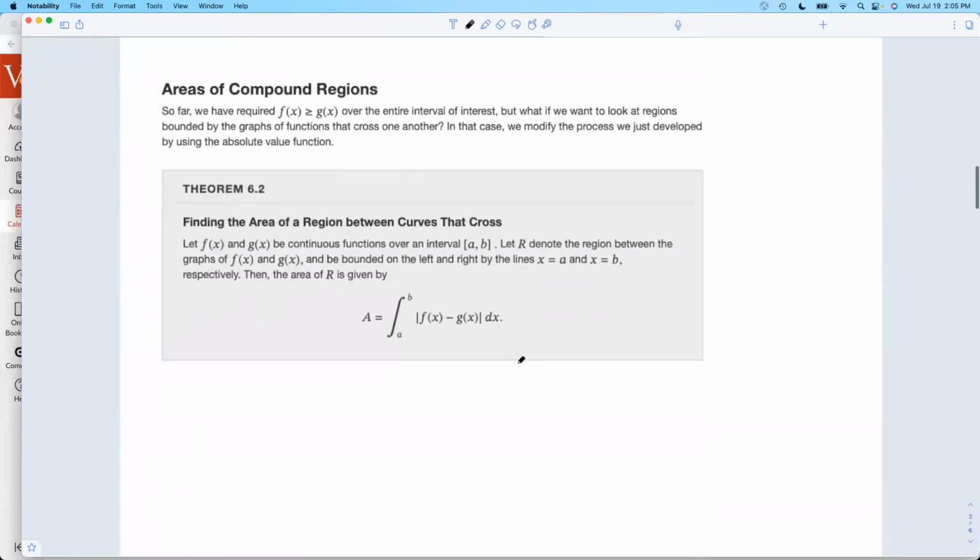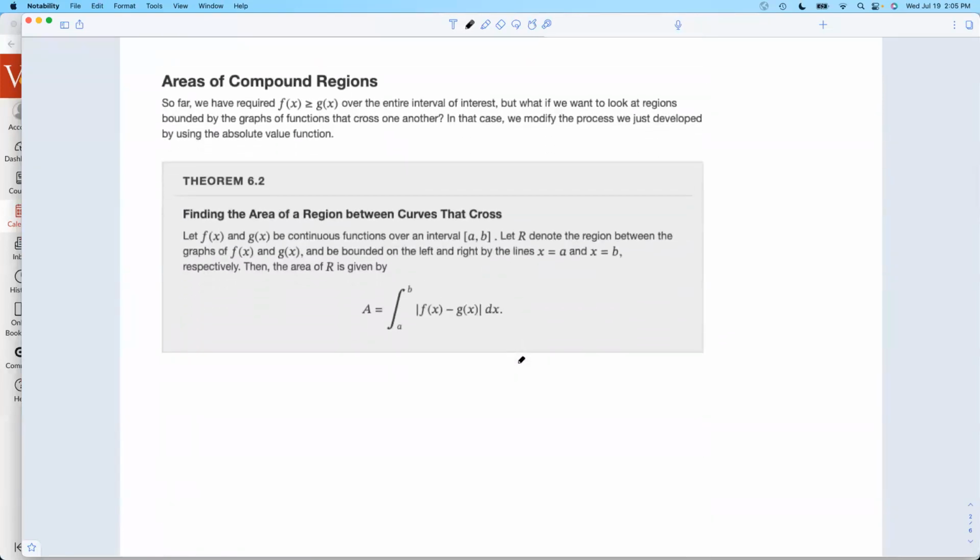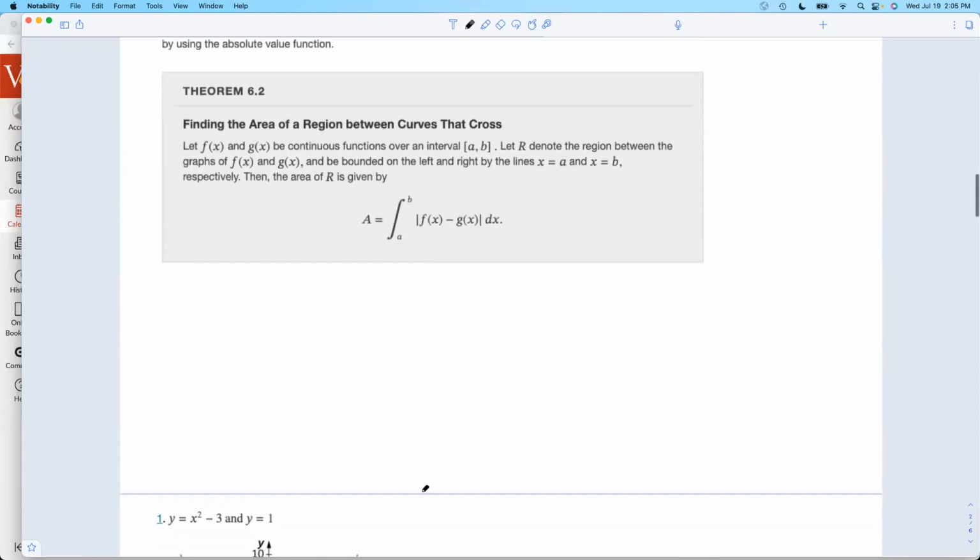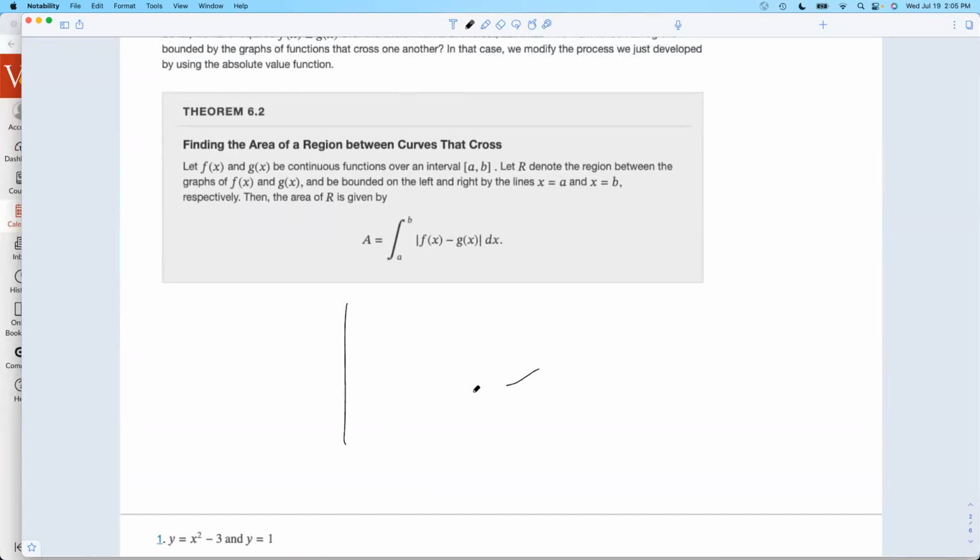Okay. What if our two regions cross over each other a bunch? What if I have maybe a picture that looks like this, and I want to find, maybe here is A and here is B. And somebody tells me find the area between these two regions. Well, this is a weird question, because what they really mean is find all the positive areas.